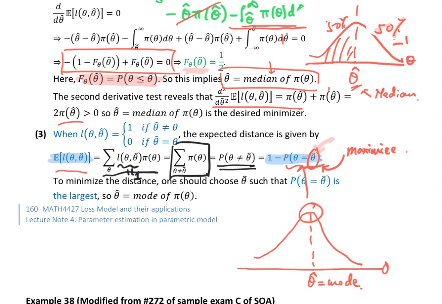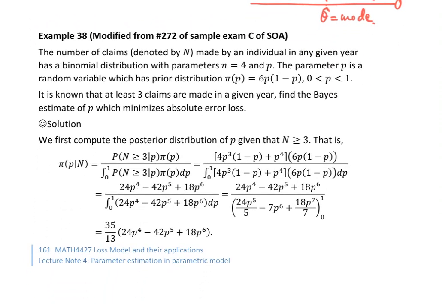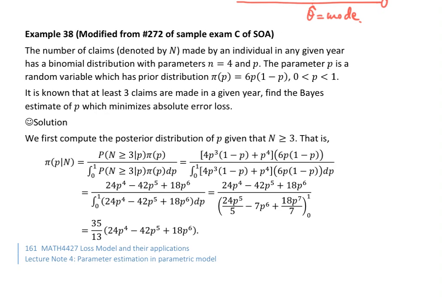Now after this, let us look at some numerical examples and see how we really get this Bayes estimate under some concrete situation. In this Example 38, we consider this scenario. Suppose I have a random variable N which follows the binomial distribution with parameter n equal to 4, and a parameter p. In this problem, p is your unknown parameter.